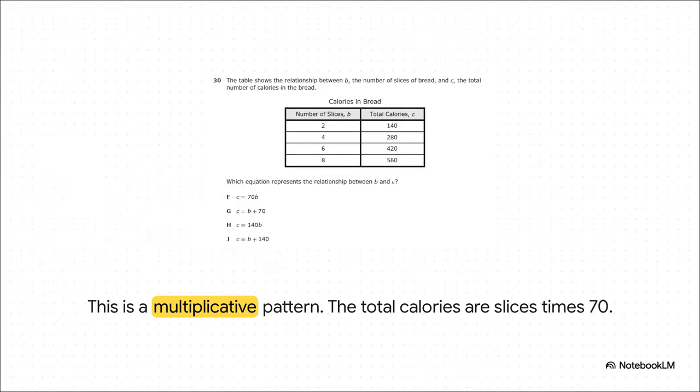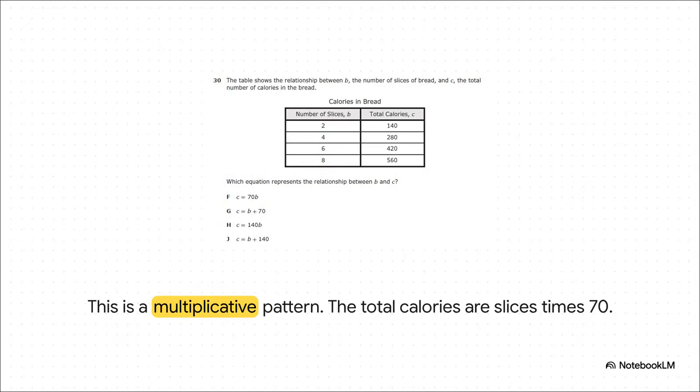Now, let's check this one out. Calories in bread. Let's try addition first, just to be sure. 2 plus what is 138... is 140? Okay, so does 4 plus 138 equal 280? Not even close. So let's try multiplication. How do we get from 2 to 140? We multiply by 70.